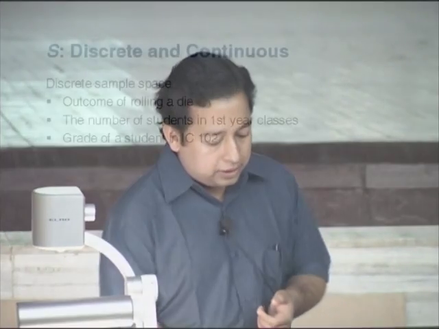I have got 80.123%, or I have got 65%. That would be an example of a continuous sample space. But when you are thinking in terms of grades, then it is definitely a discrete sample space.